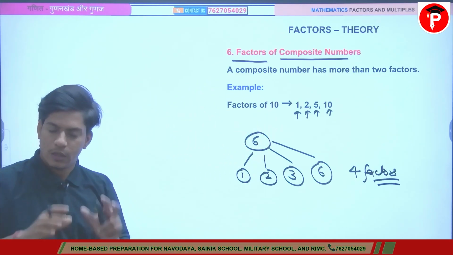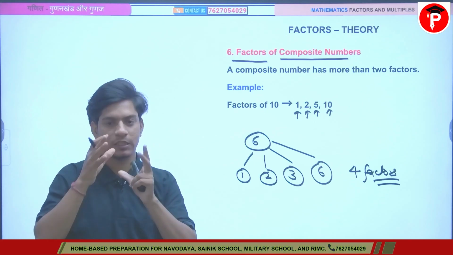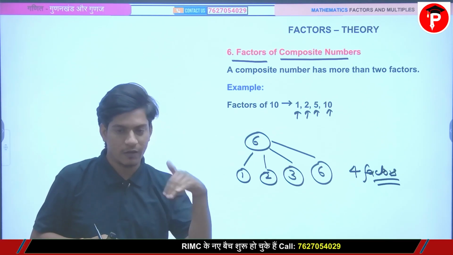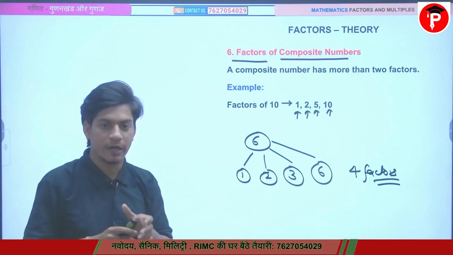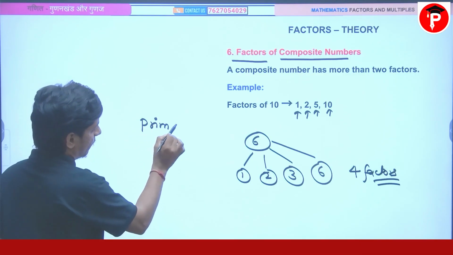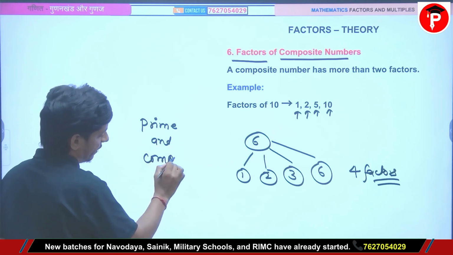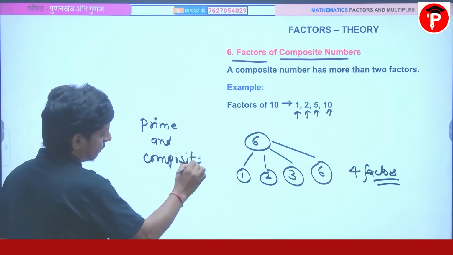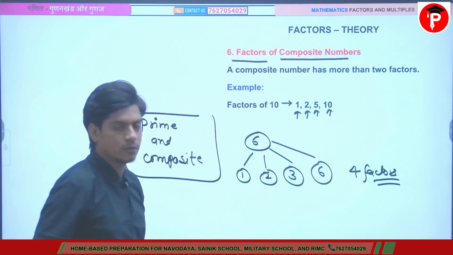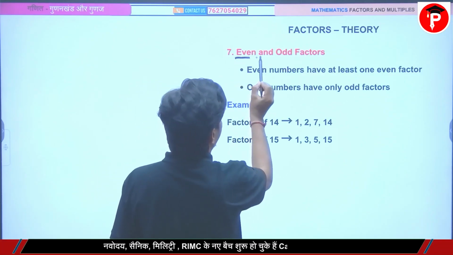Okay, got this? Now don't focus on which is the smallest composite number, which is the smallest prime number. We will go through all these topics in further classes, because a different topic, prime and composite, has already been given. A separate chapter video is already given. Don't get confused. Now only focus on these properties. Okay, got this?